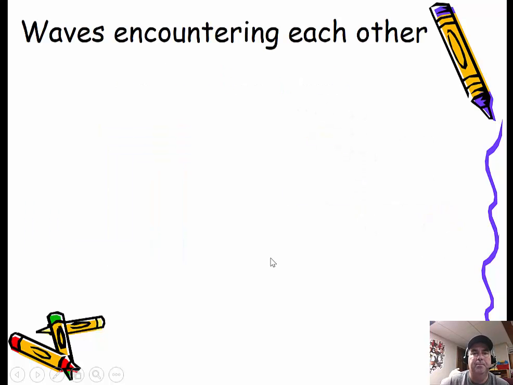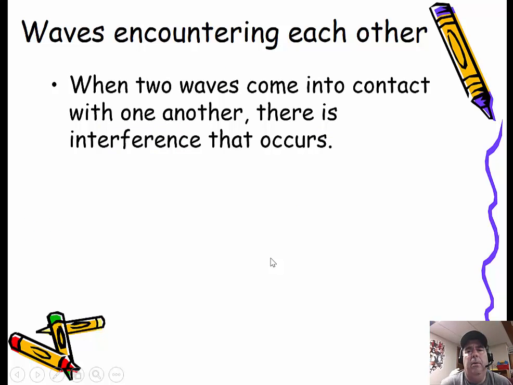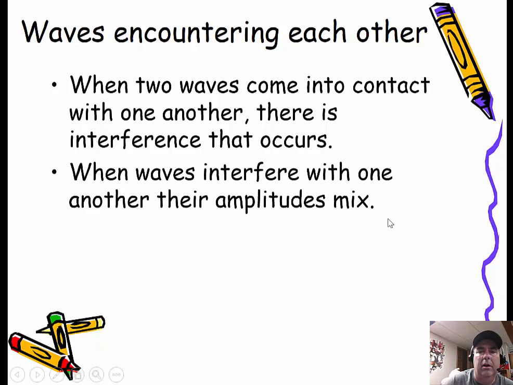Sometimes you're going to notice that waves come into contact with one another. Think of this: if you're traveling in a car and you're listening to your favorite radio station, and if you get far enough away, it sounds really kind of crackly, static. That's because we have different wave frequencies hitting one another, and they're basically interfering with one another.